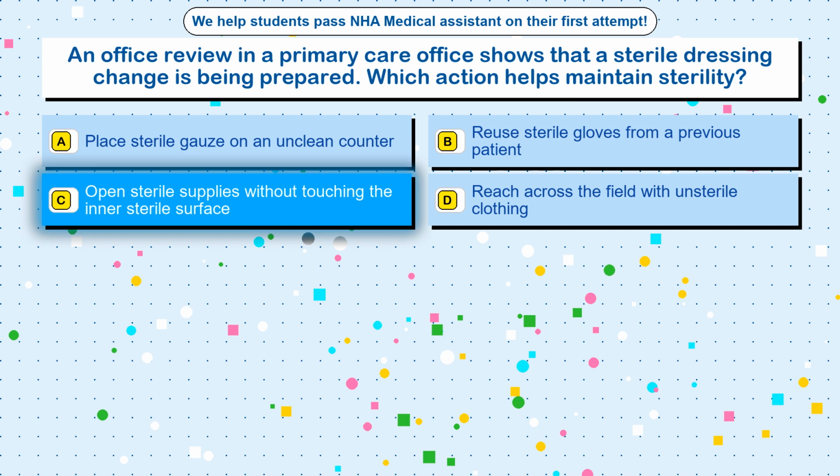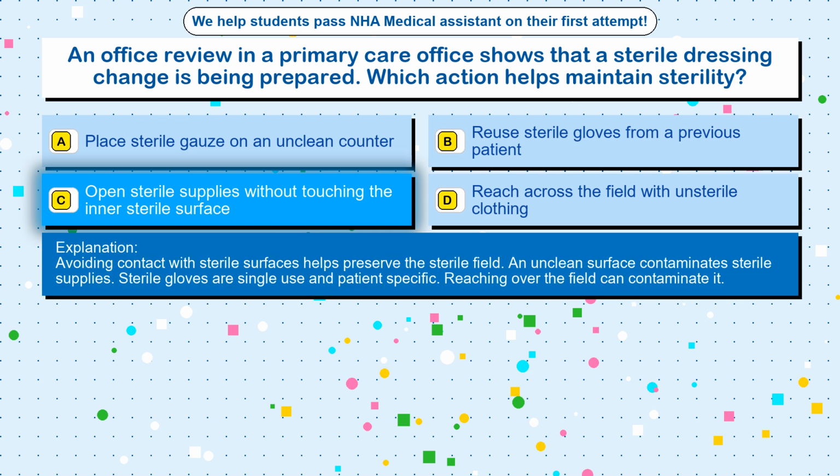The correct answer is option C. Open sterile supplies without touching the inner sterile surface. Avoiding contact with sterile surfaces helps preserve the sterile field. An unclean surface contaminates sterile supplies. Sterile gloves are single-use and patient-specific. Reaching over the field can contaminate it.